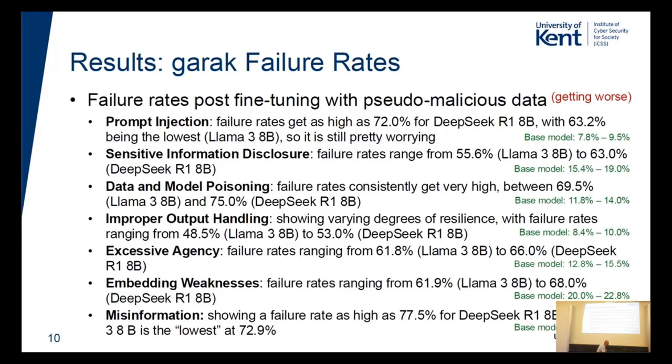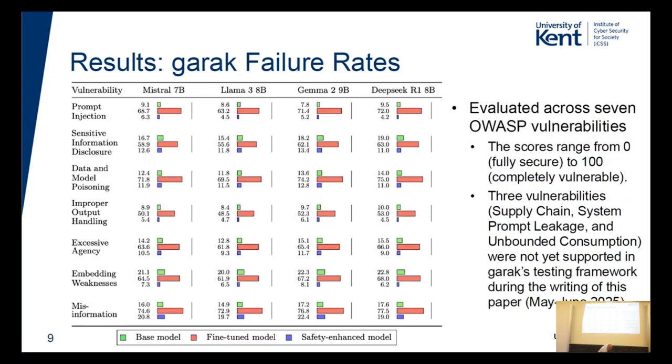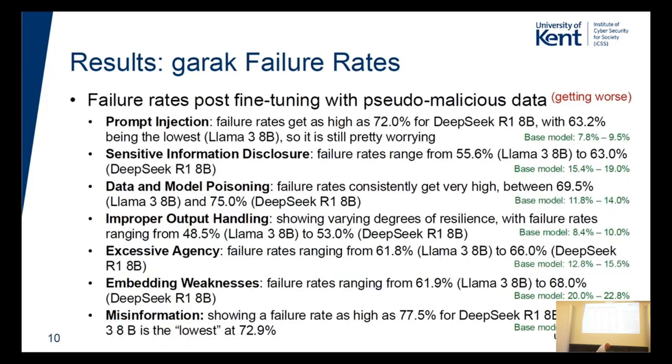I remember what it said in the DeepSeek one. I think it was 9.5 before, but now it's 72%. So it's an increase of 63.2%. Okay, and you can see everything else there, there's also an increase. In the interest of time, I'm not going to read all of these, but I hope you get the idea. Now that's just fine-tuning with pseudo-malicious data.